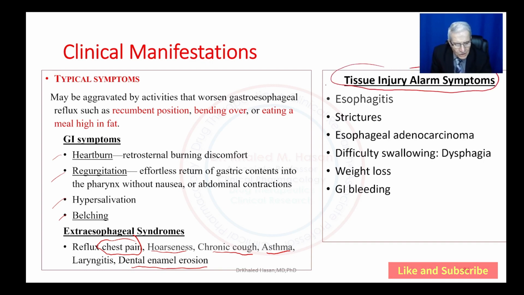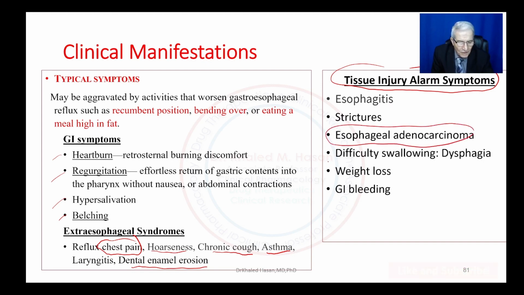Sometimes we have complications of the disease, and you can see here the patient may suffer from complications like esophagitis, strictures, esophageal adenocarcinoma, difficulty swallowing, dysphagia, weight loss, and GI bleeding. So you can see the symptoms could be GI symptoms like heartburn and regurgitation, or extraesophageal symptoms, or complications of this disease.